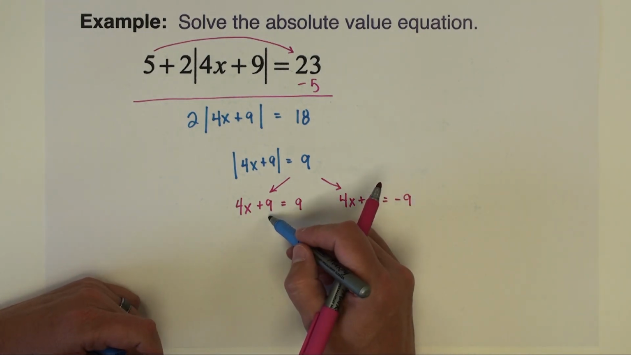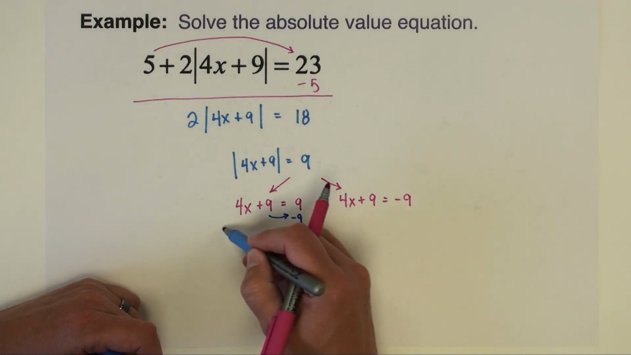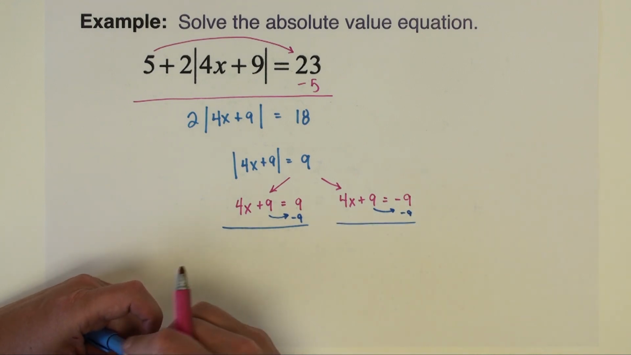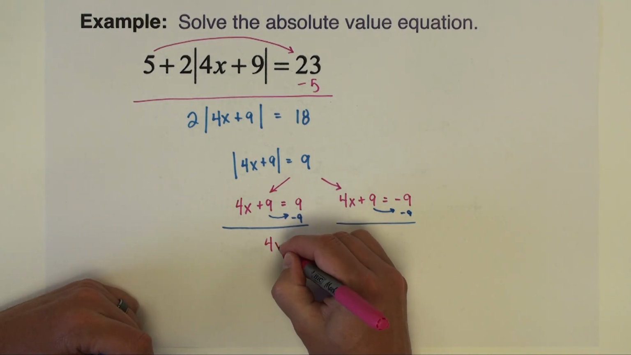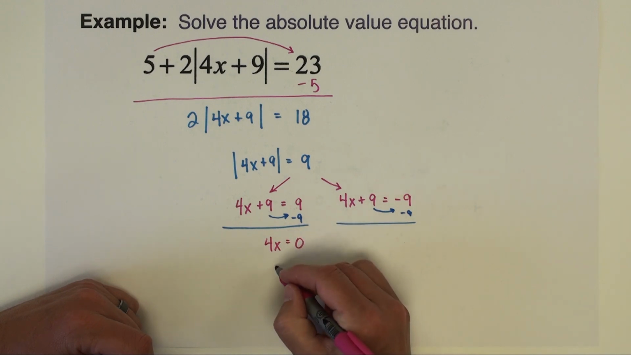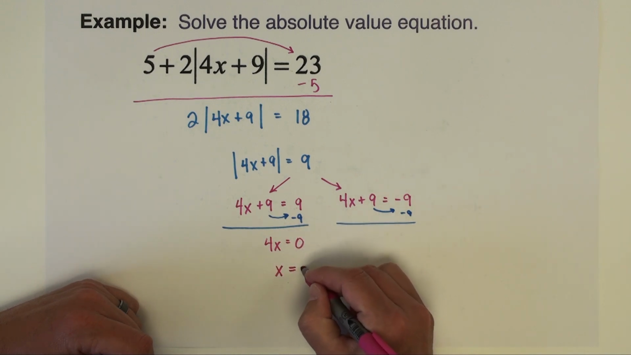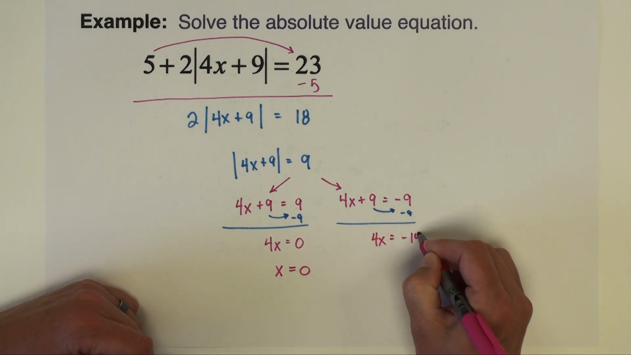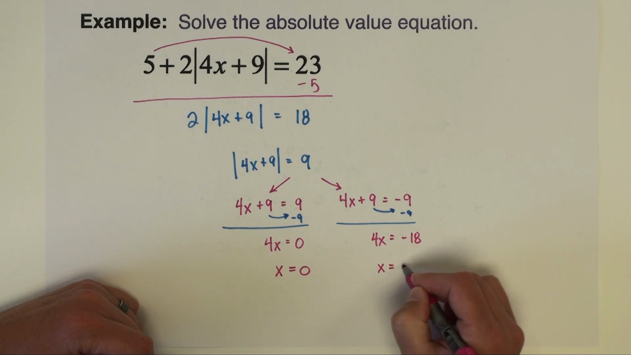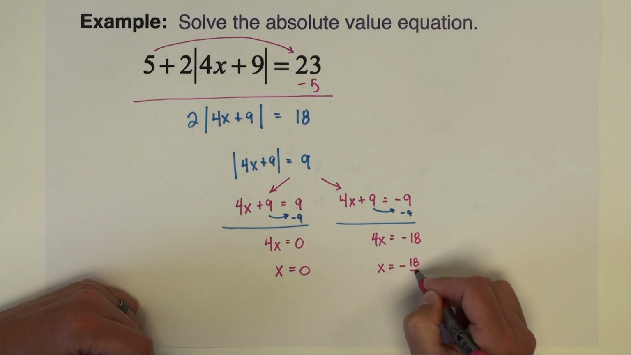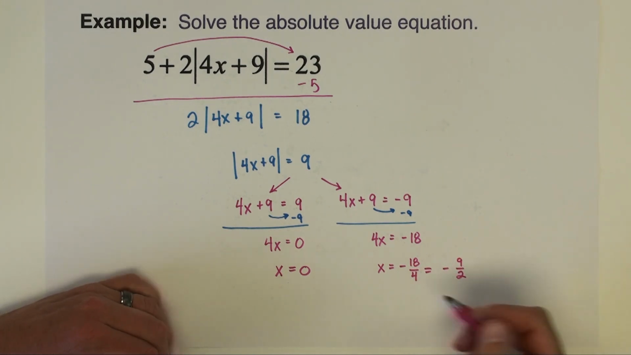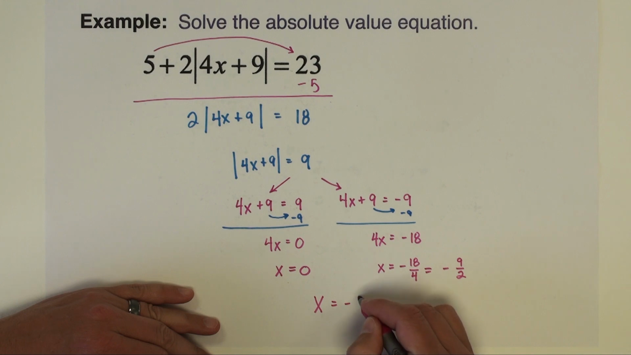All right, let's subtract the 9 from both sides. We're going to do that in both equations. So I get 4x equals 0, and divide 0 by anything, we still have 0. And over here I have 4x equals negative 18. Divide by 4, we get negative 18 fourths, which equals negative 9 halves. So our solutions are x equals negative 9 halves and 0.